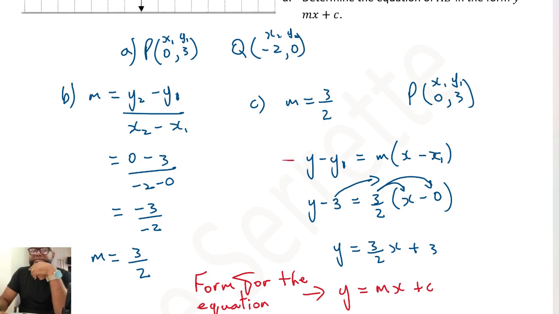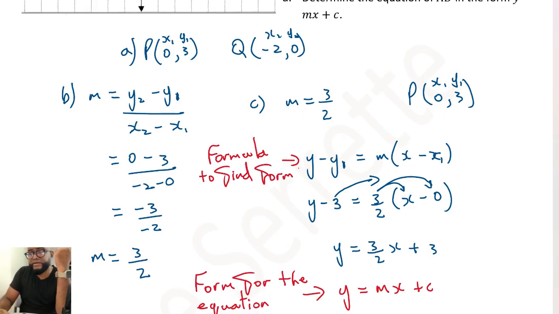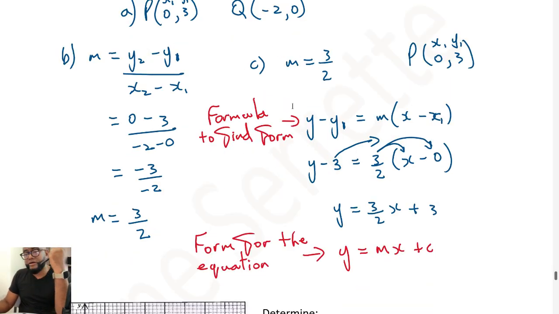Yeah. And this is the formula. Yeah? This is the formula to find the form. Put these little things down. Write them in red if you could. Right? So copy them down.